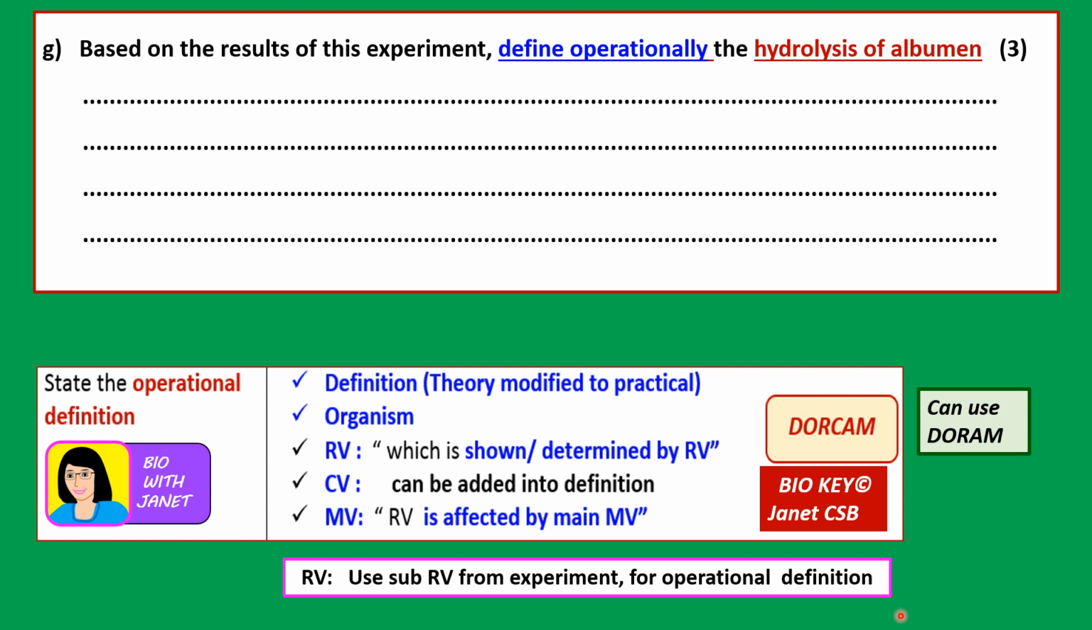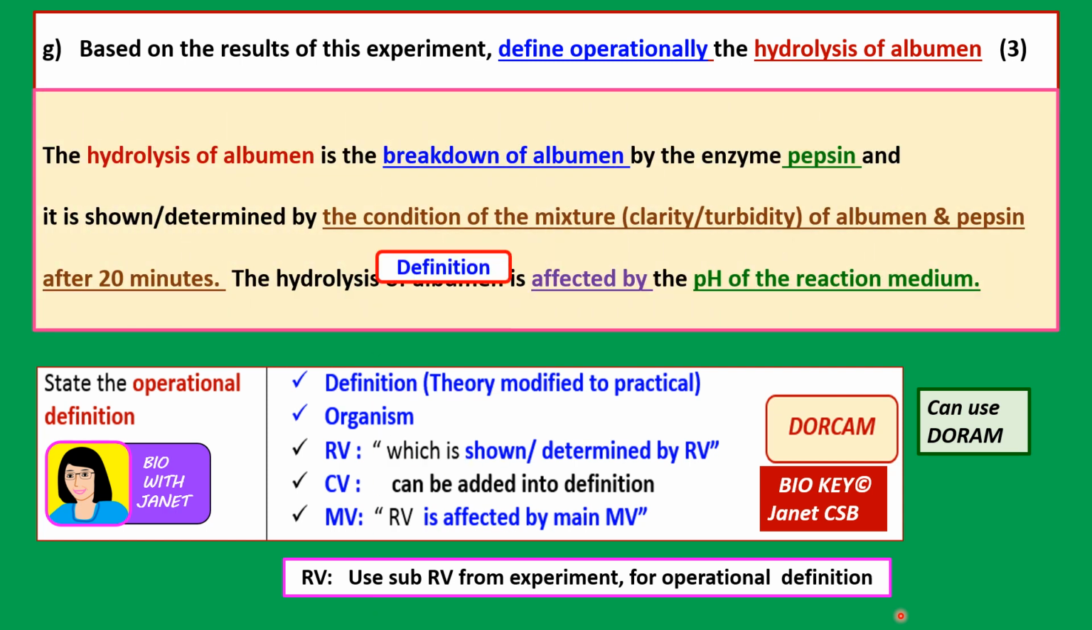Right, let's look at the answer. Now, the hydrolysis of albumin is the breakdown of albumin by the enzyme pepsin, and it is determined by the condition of the mixture, that means the clarity or turbidity of the mixture of albumin and pepsin after 20 minutes. The hydrolysis of albumin is affected by the pH of the reaction medium.